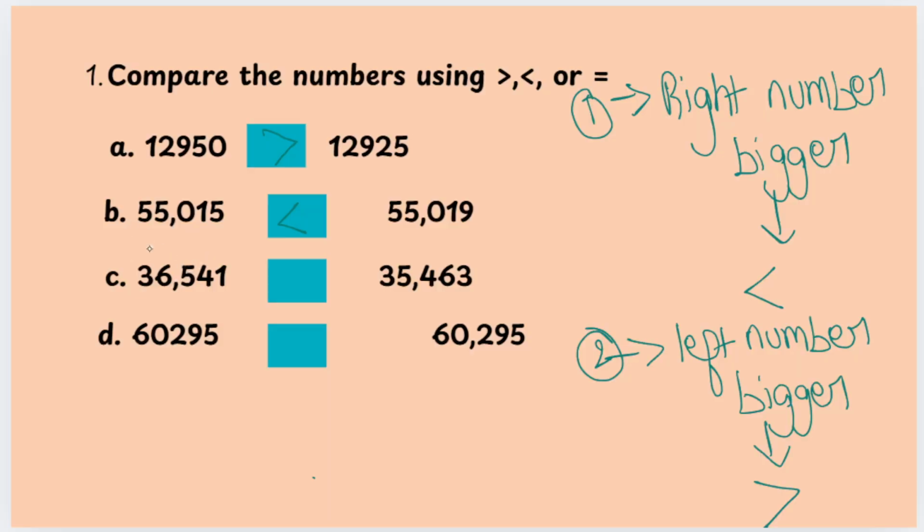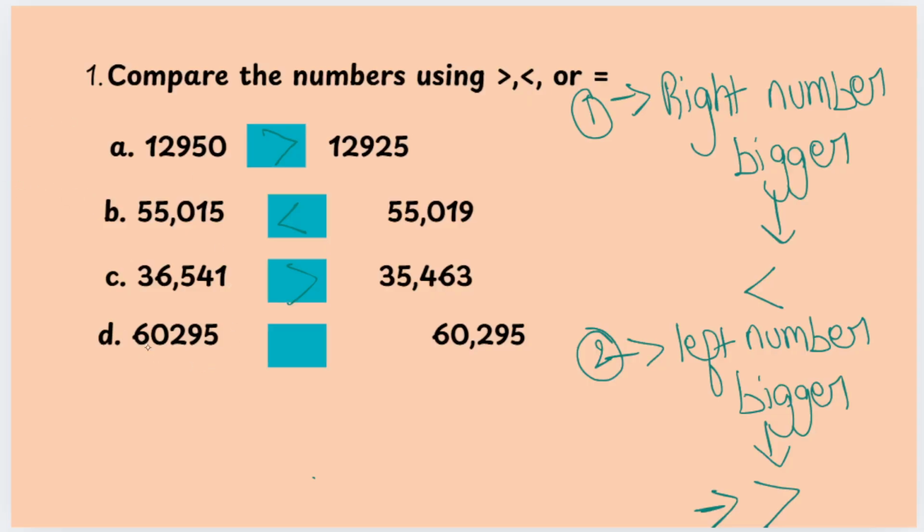Third sum. First digit is 3. Here the same 3. So move to the second digit. Second digit is 6. Here we have 5. So which is bigger? We know that 6 is bigger. So this number is bigger. Where is the number situated? It is situated on the left. So if the left number is bigger, which symbol you have to use? This symbol you're going to use. So I'm going to use this symbol.